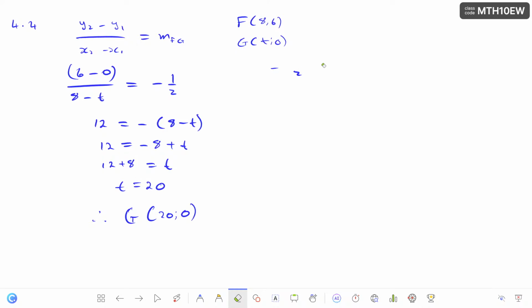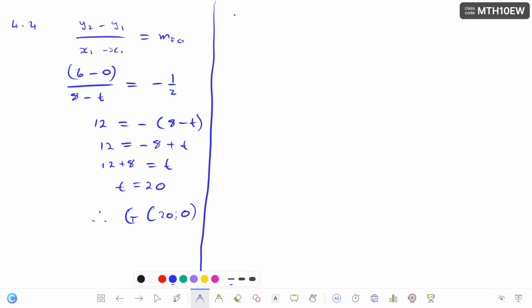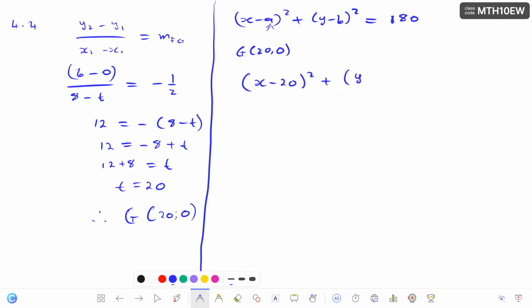Okay, let me erase this. So we have x minus a squared plus y minus b squared. Our r squared is what? 180. We calculated our r. So we have G is the center of the circle, which is 20 and 0. So we need to substitute here. A and b is our center. So it's x minus 20 squared plus y minus 0 squared is equal to 180.